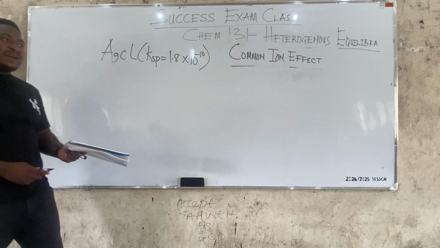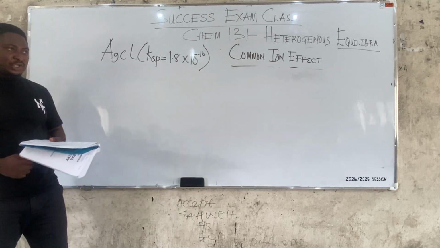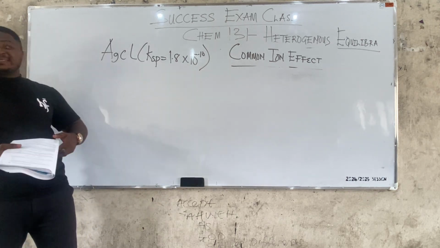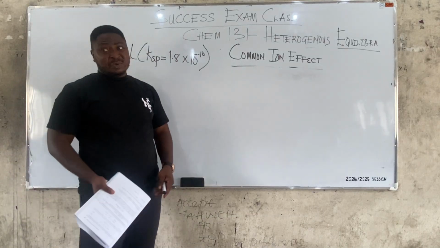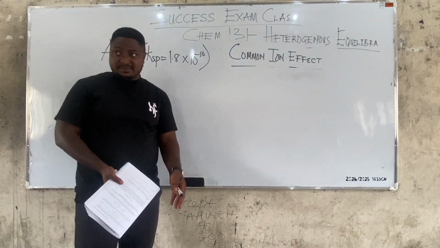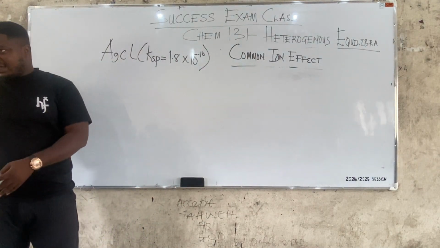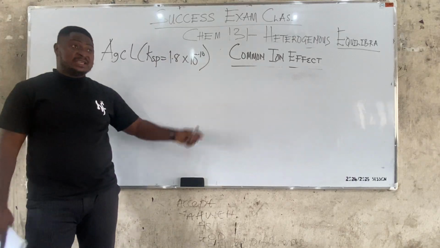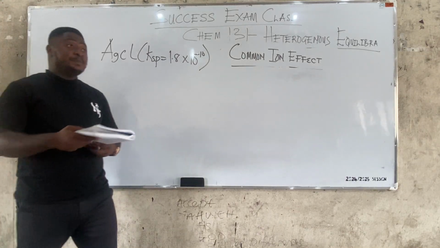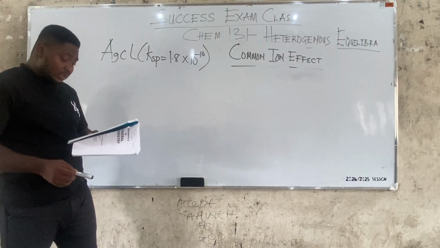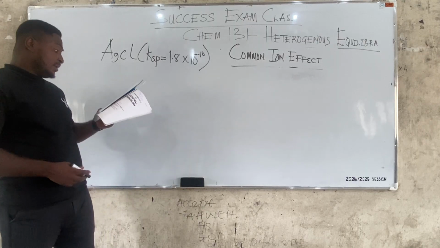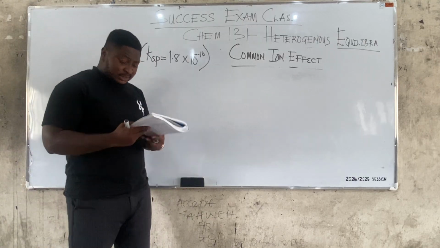Class, remember that Kc does not have a unit, right? Ksp also does not have a unit because Ksp and Kc mean the same, just that we're dealing with a salt. So we're no longer calling it Kc, we're calling it Ksp. So if Kc does not have a unit, Ksp also does not have a unit. In pure water, calculate the molar solubility of AgCl. Ksp is 1.8 times 10 raised to the minus 10.